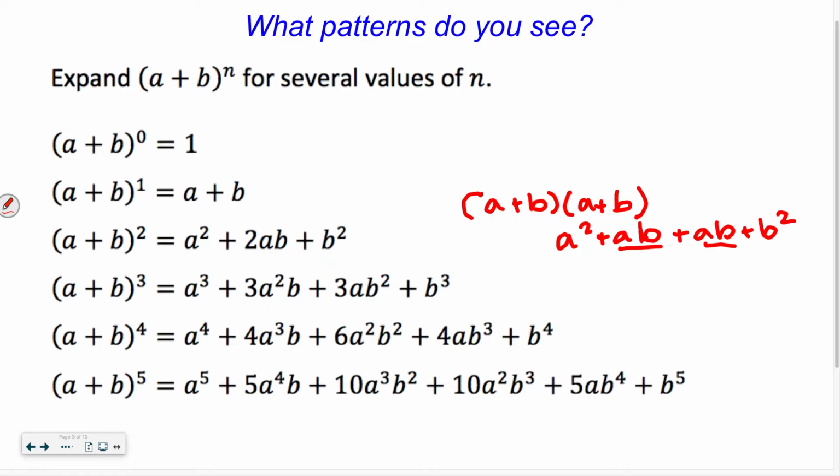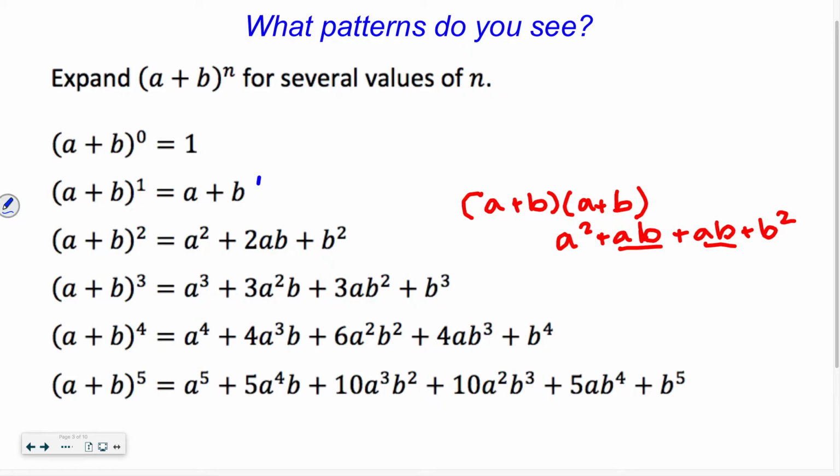What sort of patterns are you seeing? Jacob, what do you see? So the exponent on the b increases by 1. Oh, the exponent on the b, the last term, increases by 1, right? So right here it's b to the first, then b squared, then b cubed, then b to the fourth, then b to the fifth, okay?